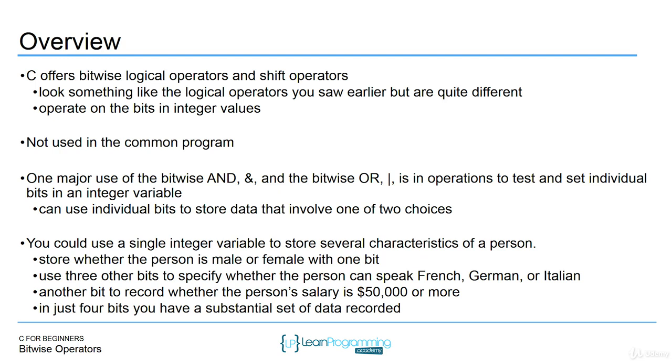You could have another bit to record whether the person's salary is $50,000 or more. If it's 1, it's true. Yes, it is. 0, false. So basically, we just specified here, it actually says 4, but we actually specified 5 bits of data. Only 5 out of whether we have 32 or 64 bits, and we were able to represent whether a person is female or male, whether they speak French, German, or Italian, or all 3, or one or the other, and whether they're making more than $50,000. We can represent all that data in our bits. And this is where the bitwise operators come in handy.